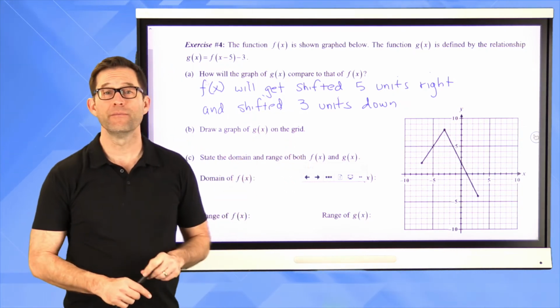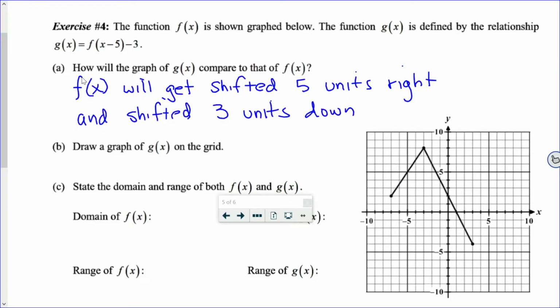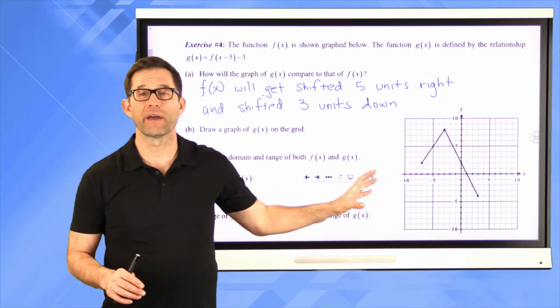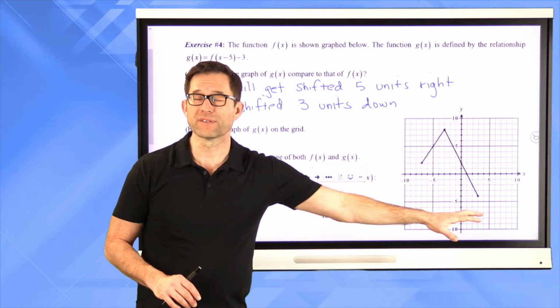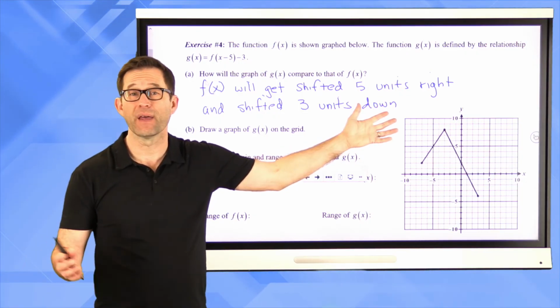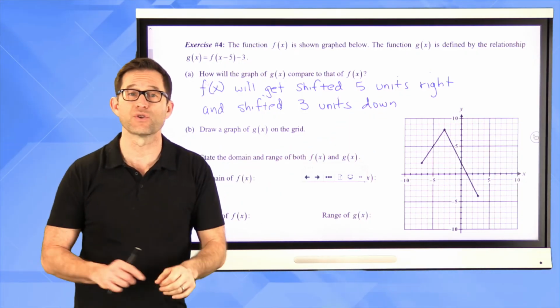Now, letter B, draw a graph of g of x on the grid. Well, that's simple, right? Anytime you have a situation like this, grab important points on the graph, shift them exactly the way you know the function has been shifted, and then reconnect them with curves or lines or whatever.